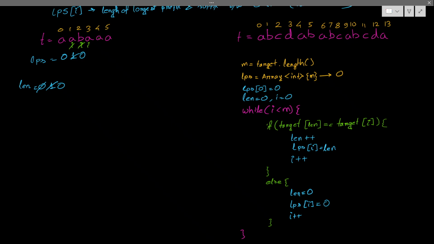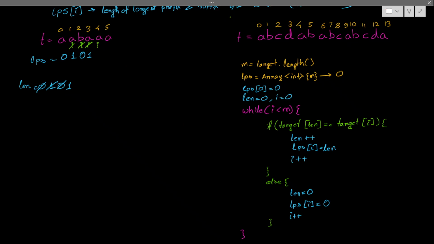So I am at the third index now. The length is 0, so it will check the 0th index against this one. Yes, both are the same. So whenever both are the same, I will increment the length. I will put 1 here, and I will increment I.